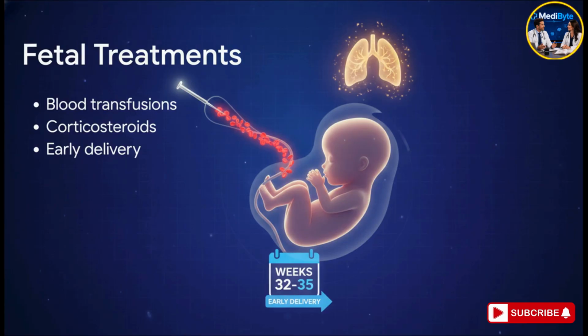Mind-blowing, right? They might also administer corticosteroids if the pregnancy is past 23 weeks, just to help the baby's lungs mature, and then plan for a carefully timed early delivery, usually right around 32 to 35 weeks, just to get the baby out of that hazardous environment.